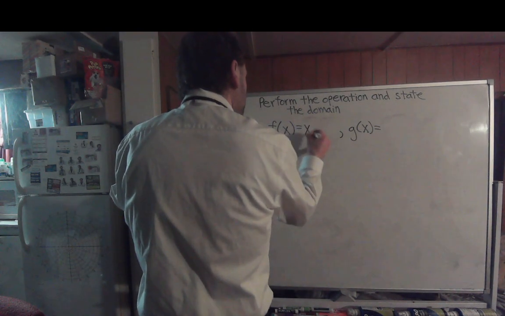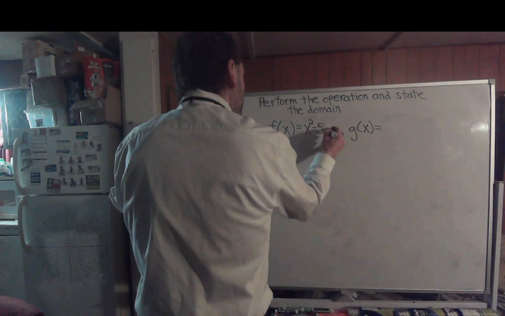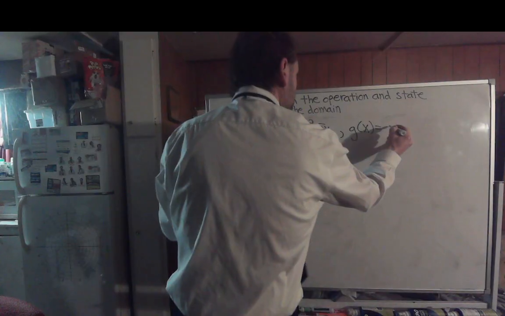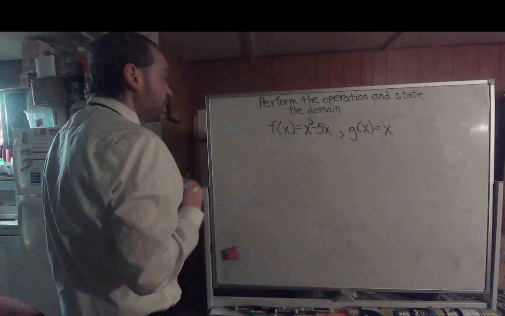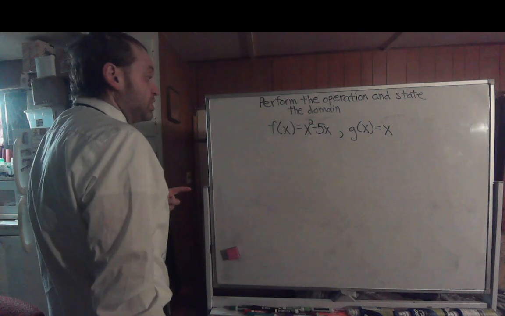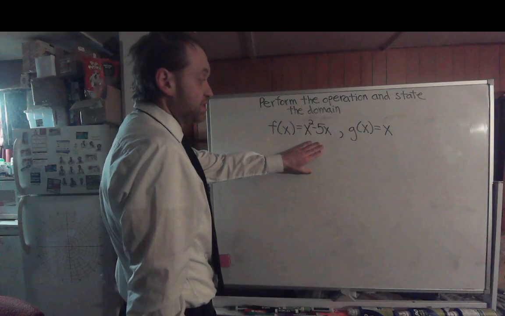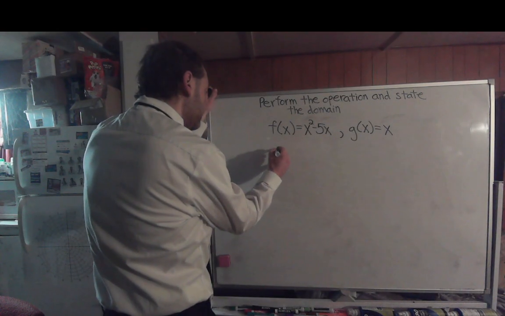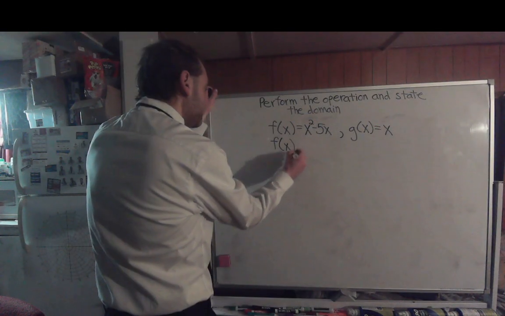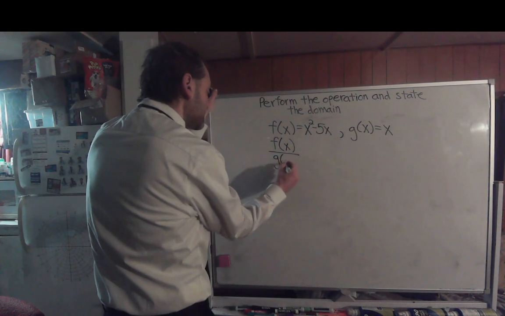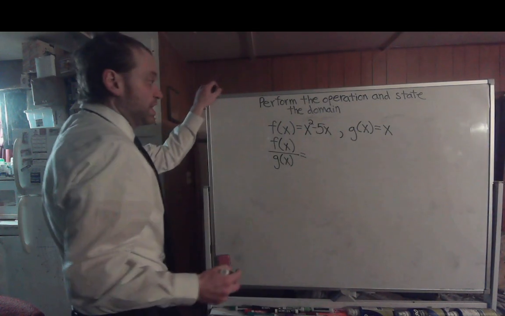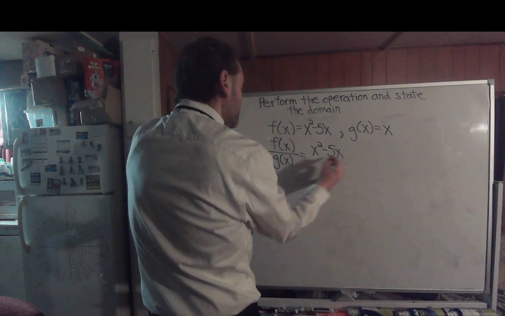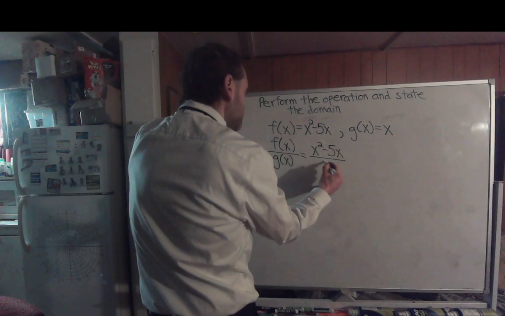So let's see, f of x equals x squared minus 5x. g of x equals x. Okay. So we have f of x equals x squared minus 5x, g of x equals x. All right, so once again, we are going to take f of x divided by g of x. Which is going to equal x squared minus 5x, all that divided by x.